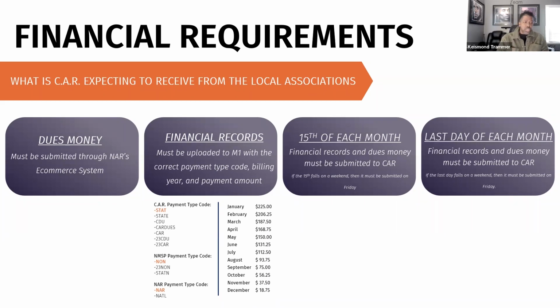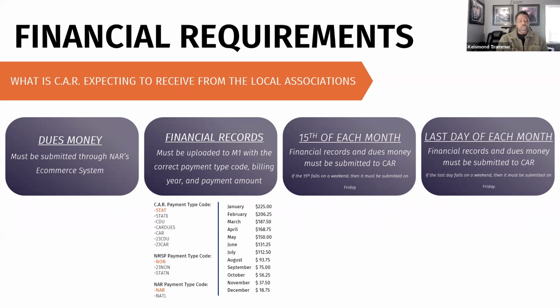Our system is looking for STAT, STATE, CDU, C.A.R. dues, C.A.R. 23 CDU, and 23 C.A.R. So our system is programmed to look for those specific payment type codes. If you upload anything outside of that, our system is going to reject it.